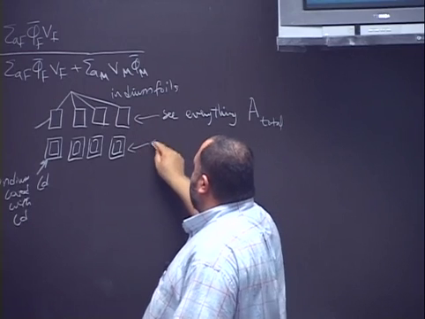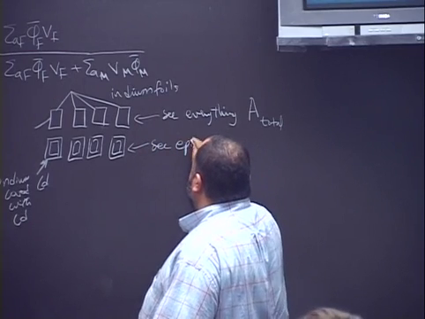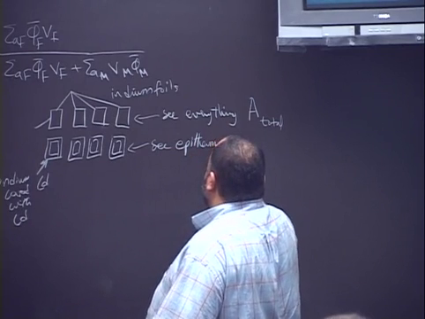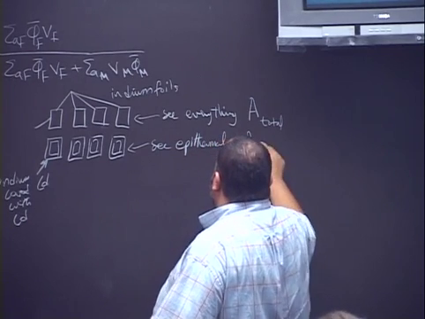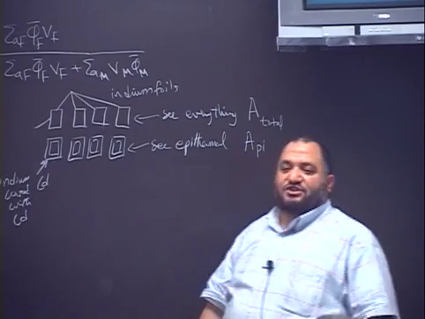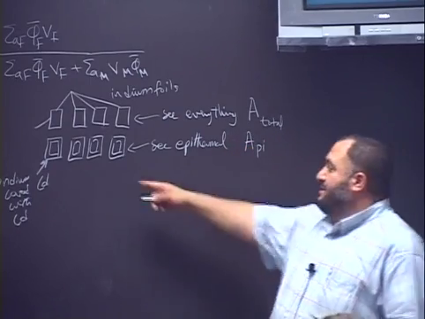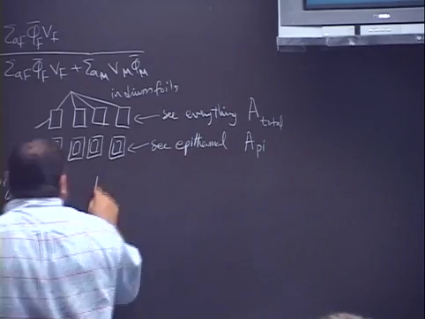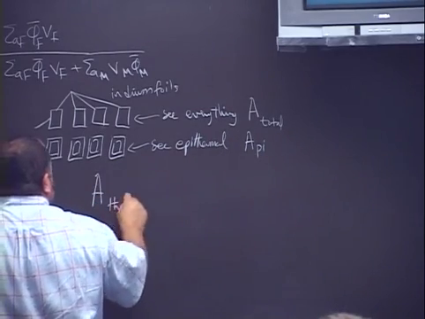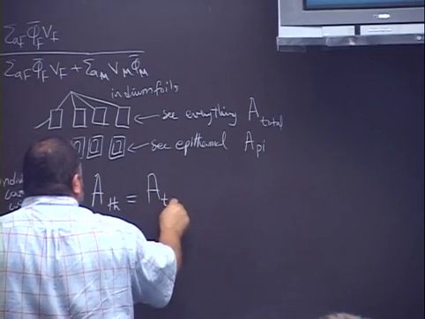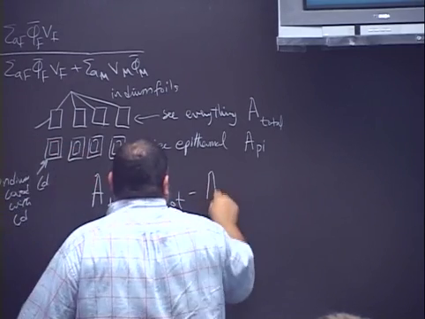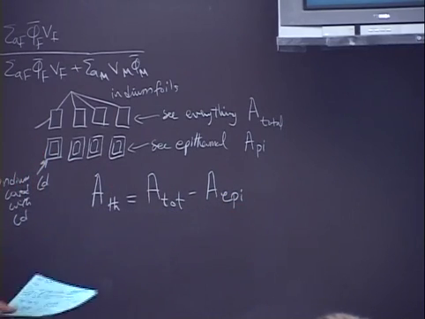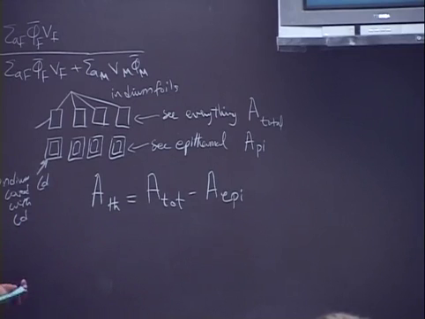But those foils, they only see the epithermal flux only. So the activation for the wrapped indium foils will be A epithermal. So if I want to get the activity for the thermal, all I want to do is just subtract the epithermal activity from the total activity. This will give me the A thermal.